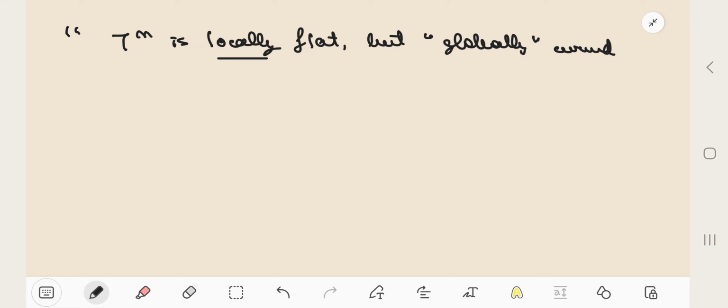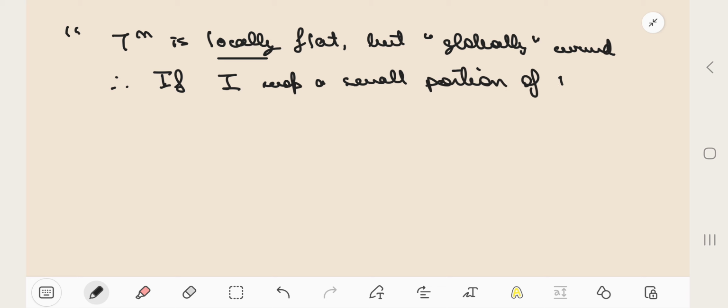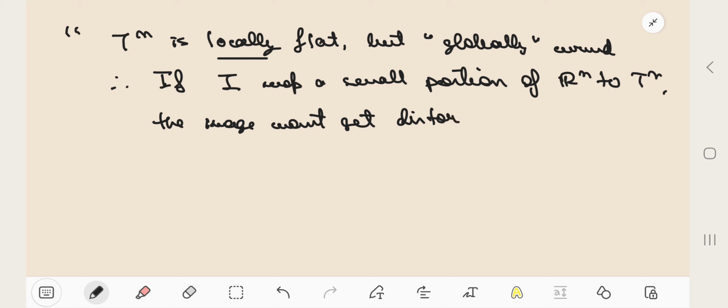Therefore, this is the goal which I wanted to express. If I map a small portion of Rn to Tn, the image won't get distorted, and that's why I can talk about the fact that it's volume preserving. I hope you get the point.